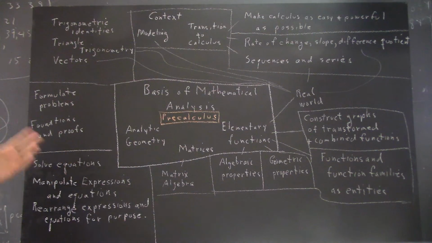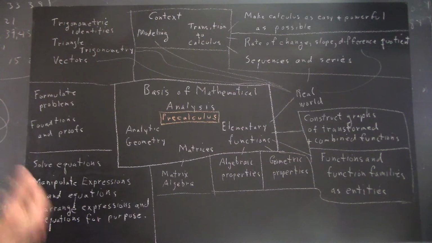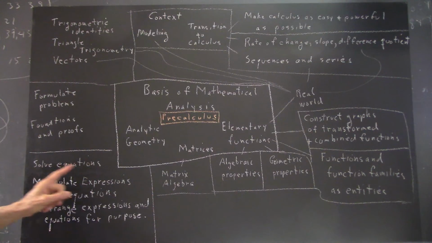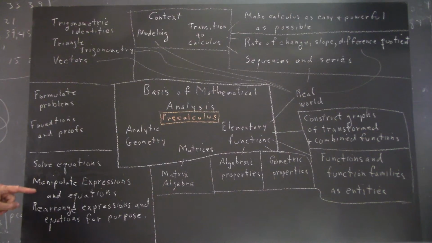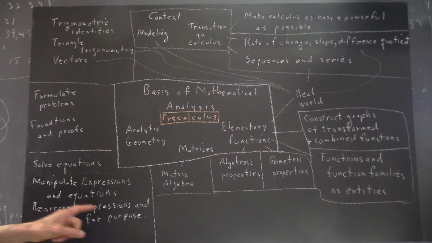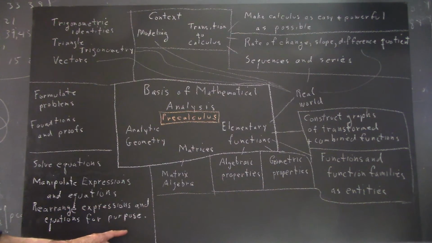And we learn to solve equations. There are various equations: exponential and logarithmic equations in addition to algebraic equations, systems of equations, many, many types of equations. So we learn to solve a number of types of equations: exponential equations, logarithmic equations, trigonometric equations primarily. We learn to manipulate expressions and equations in various ways. And using our manipulative skills, we begin to learn to rearrange expressions and equations for various purposes.